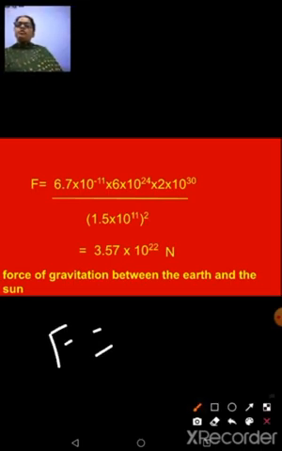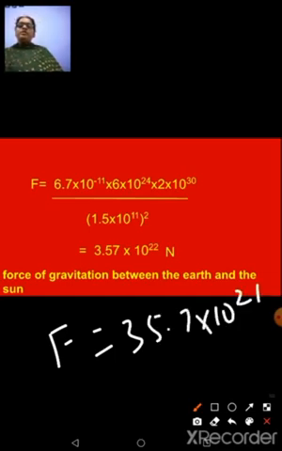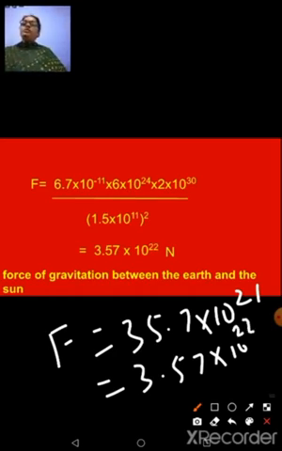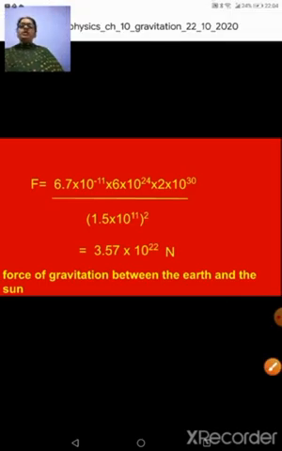F is equal to, I got the answer as 35.7 into 10 raised to 21. So when I take one decimal place ahead, I will write it as 3.57 into 10 raised to 22 Newton, because force is normally measured in terms of Newton. Clear? This is how we got the answer. So the force of gravitation between the earth and the sun is 3.57 into 10 raised to 22 Newton. Clear? Now let's move on to the next question.